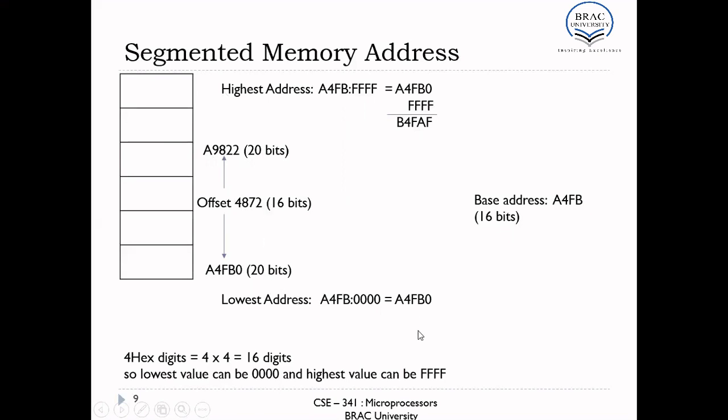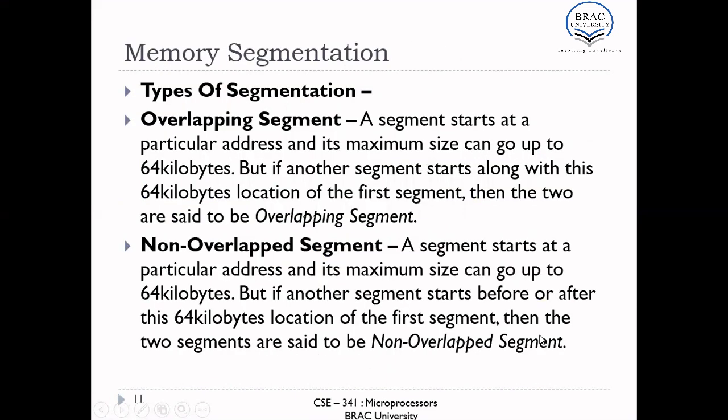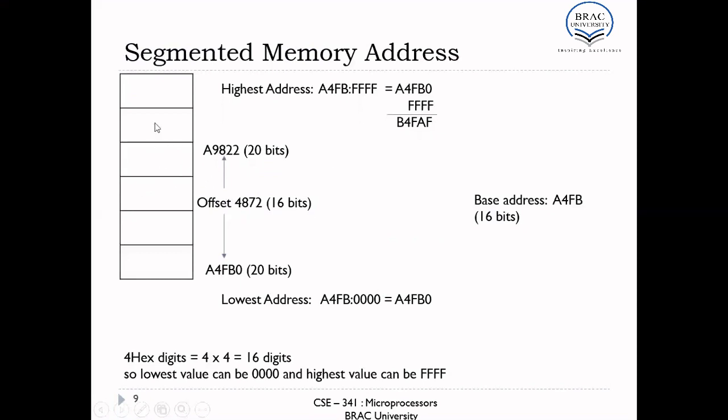Okay. Now we have our base address, we have our starting memory location, we have our offset. So simply we can do this operation. That is our starting location, that is our offset. The starting location is of 20 bits, the offset is of 16 bits, and if we add these, we get A9822, that is of 20 bits, which is the memory location of this. So we can easily get the address of a memory location if we know the base address and the offset.